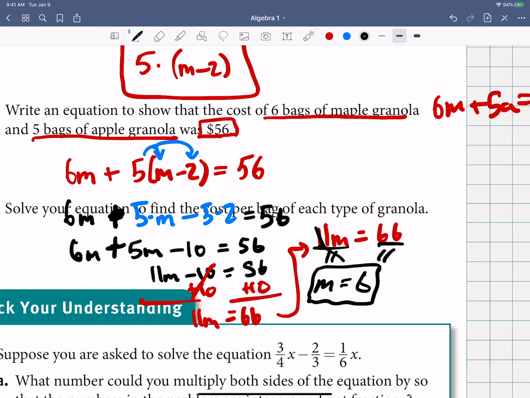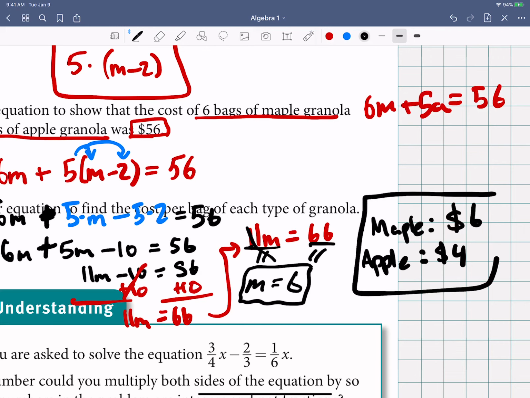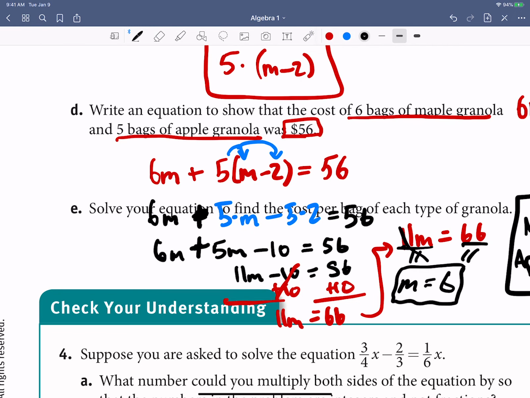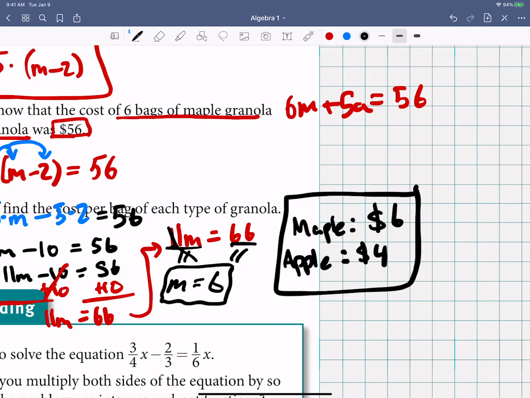All right. So M is the price of maple granola. So maple granola is going to cost $6. And we've got to find the price of the apple granola. Apple is $2 cheaper than maple. So what's 6 minus 2? It's going to be 4. This is the price. And that's it. We're done. That answers the question here in E. Solve the equation to find the cost of each type. So maple granola is 6. Apple is 4.